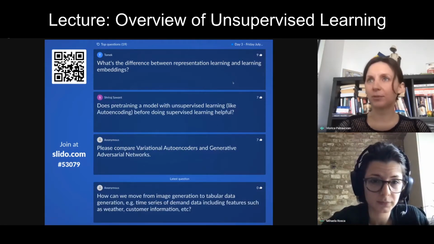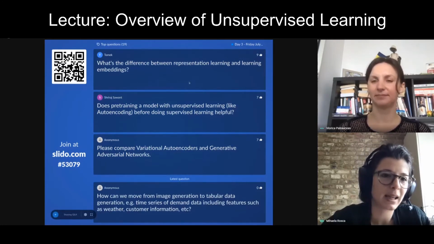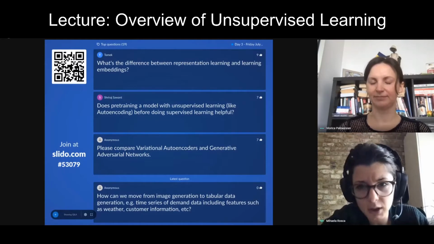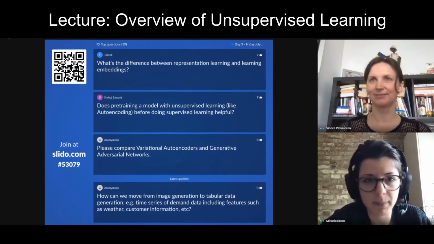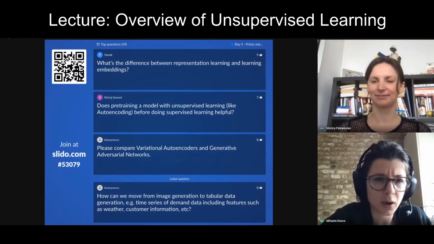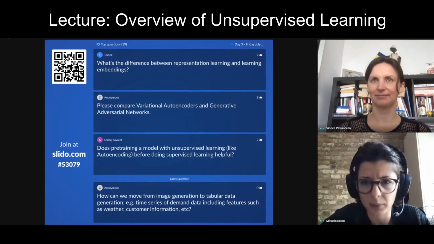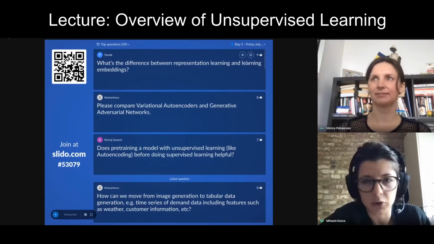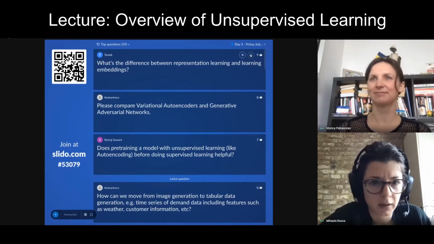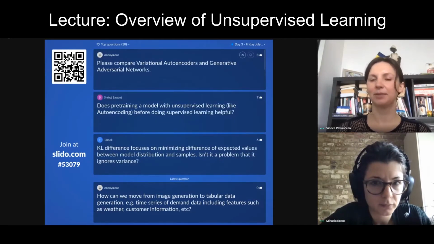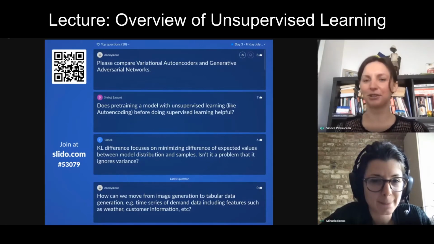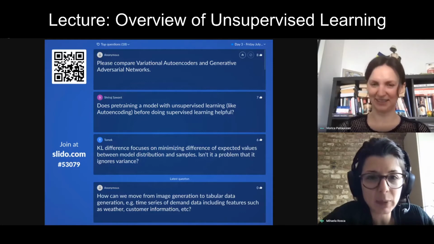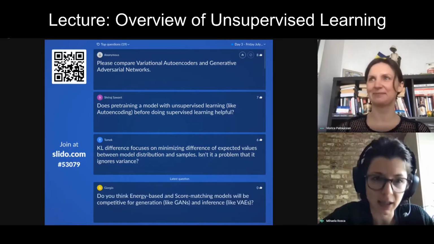What's the difference between representation learning and learning embeddings? I think there's also a matter of terminology. Some people call them embeddings. I think embeddings are often used for text, from the text literature, but I'm not sure if I can answer this any better. Please compare variational autoencoders and generative adversarial networks. Maybe this is coming. Maybe we can do this a little bit in the second part of the talk.